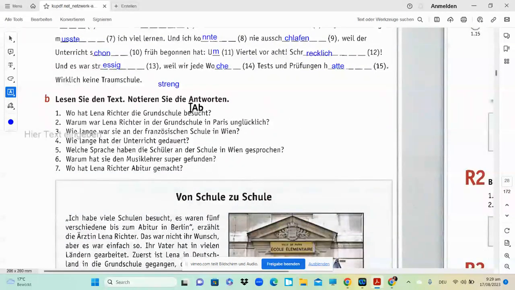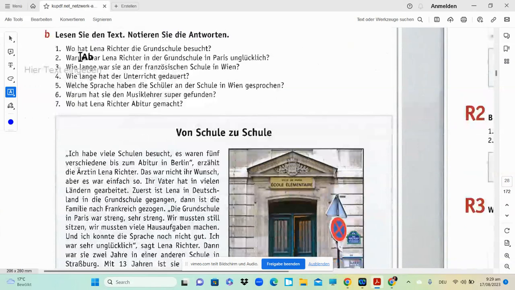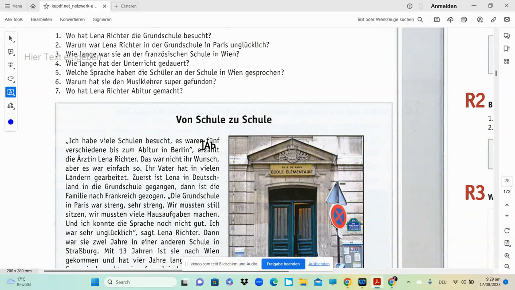Lesen Sie den Text, notieren Sie die Antwort. So let's try to read the text, and it's always a good habit to read the question. Wo hat Lina Richter die Grundschule besucht? So where did she attend the Grundschule? That is the basic first to fourth standard. Ich habe viele Schulen besucht. She has visited a lot of schools.